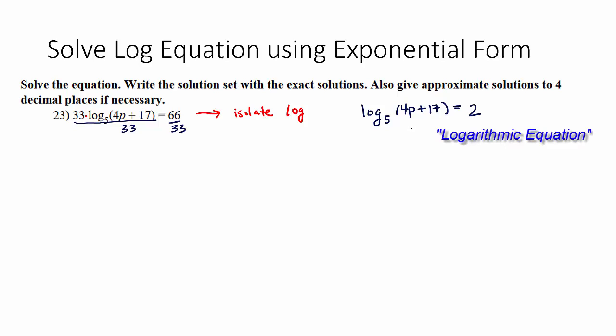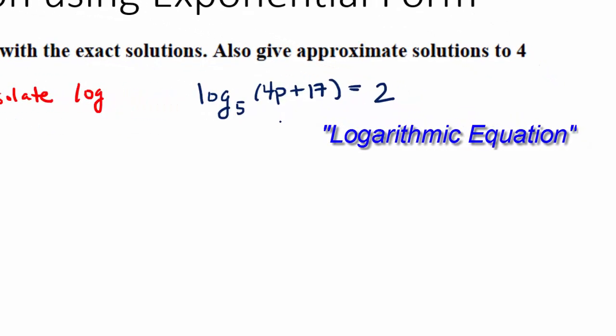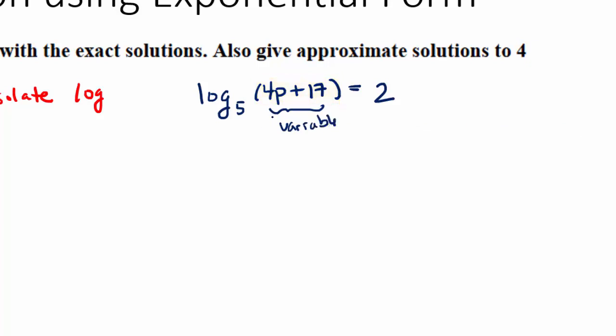Why do we know it's a logarithmic equation? Not just because there's a log in it, but also because the variable you're looking for is inside the argument of the logarithm. It's kind of like it's trapped in that log and we have to free it. And the way we're going to free it is just to go to exponential form, okay?